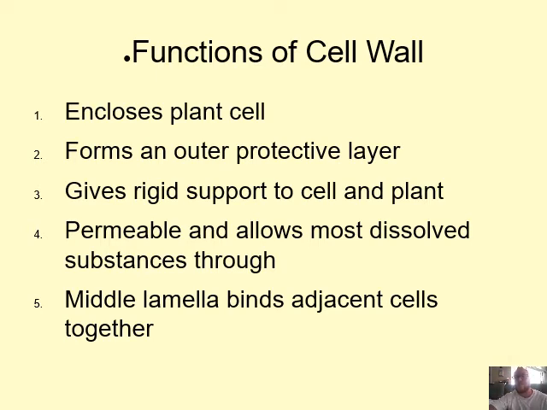It is completely permeable and allows most dissolved substances through. So if it is small enough to get through the pores of the cell wall, it will get through, okay? So permeable means that anything can move through it as long as it is small enough. It doesn't choose, which is unlike semi-permeable, which means it selects what it wants to go through it, and non-permeable, meaning that it doesn't allow anything through at all. Then we finally have the middle lamella, and this binds adjacent cells together, and we'll talk about that a little bit more when we do mitosis of plants.